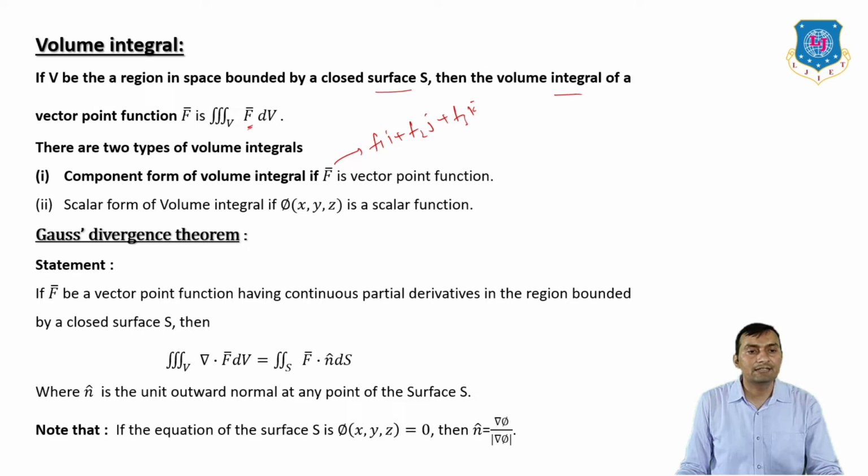Now let us see Gauss's divergence theorem. If vector field F is a vector point function having continuous partial derivatives in the region bounded by closed surface S, then the triple integration of the divergence of vector field F dV is the same as the double integration of F dot n cap dS over the surface S, where n cap is the unit outward normal at any point of the surface S. Also, if the surface is given as a level surface, then the unit normal vector is n cap equals grad phi divided by its length.